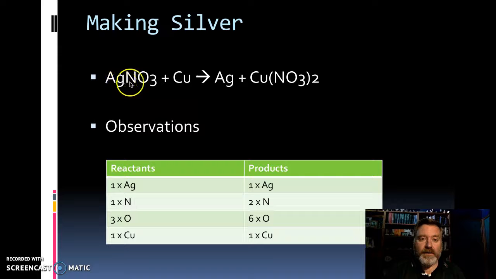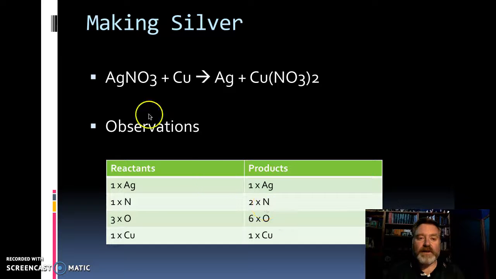So you've got your silver nitrate plus copper, and they react together to produce silver plus copper nitrate. So what have I got? I've got one silver on that side, one silver on that side. So far, so good. One nitrogen over here, but there's two over here. 3 oxygen, 6 oxygen. One copper and a second copper. Same copper. So that's all right. So copper and silver are okay, but my nitrogen and oxygen have been doubled.